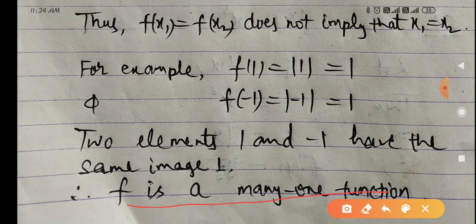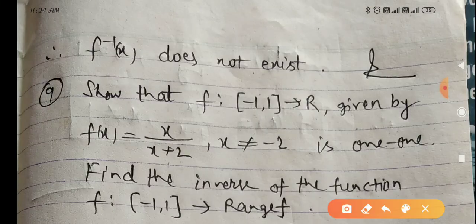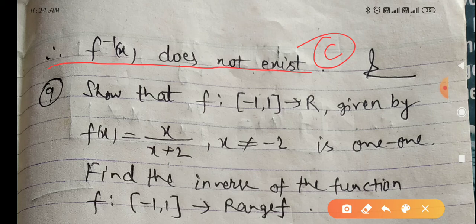F is a many-one function. When it is a many-one function, there is no need to check whether it is onto or not, because an invertible function must be one-one and onto. When it is not one-one, its inverse will not exist. So that's why I have written f inverse x does not exist. So option C is correct. Option C is correct.